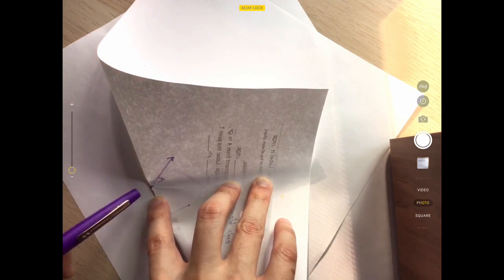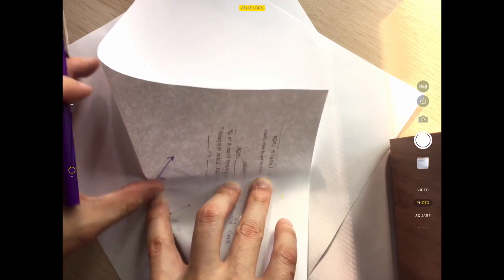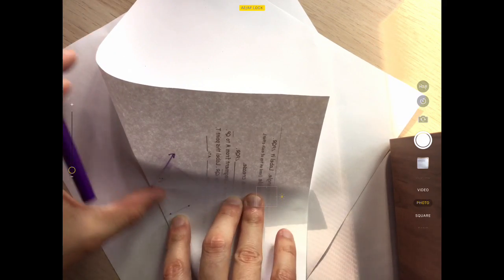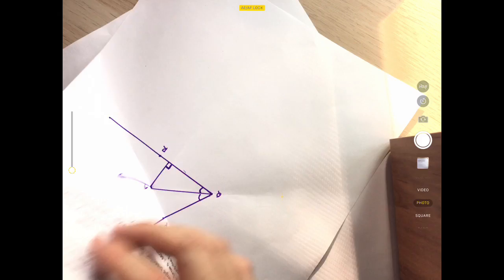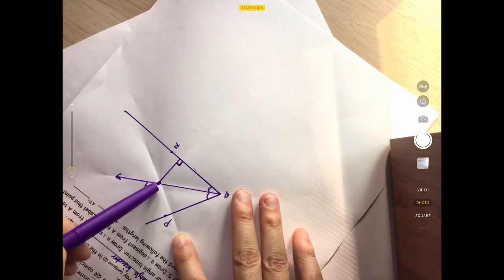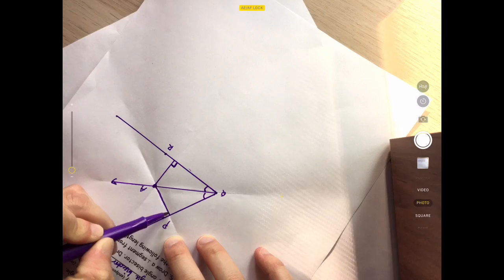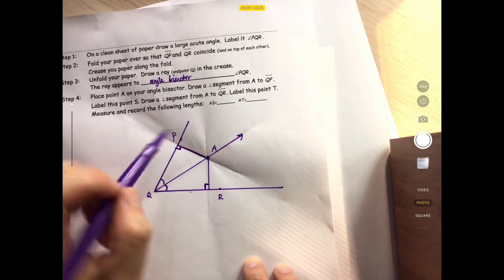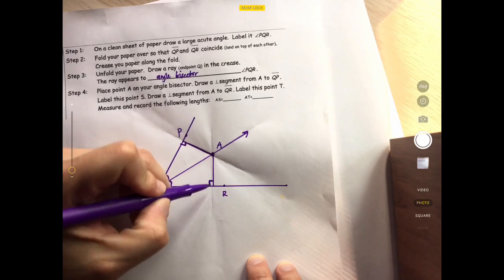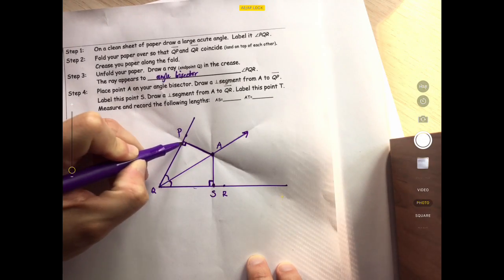Okay, making sure that we are still crossing over A. And I'm going to crease. Okay, so you can see that now it's creased on A, and I also have this line that is perpendicular. Okay, so we just finished that. It says we need to label this as S and T. So this is S, and our new point here is T.